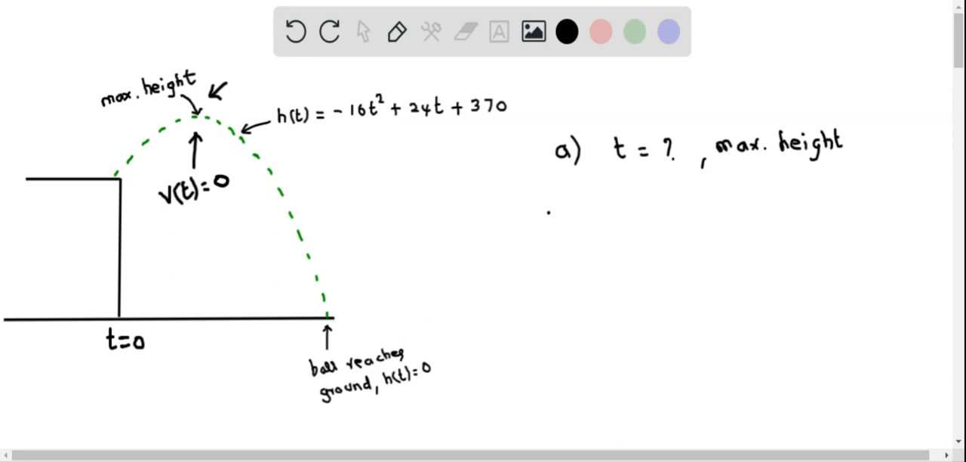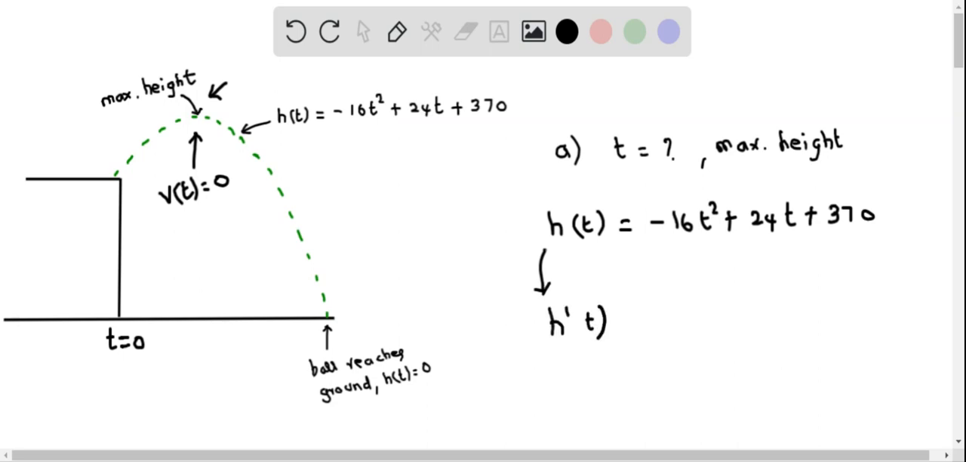For that, let me consider the height function, which is given by h of t equals negative 16t squared plus 24t plus 370. To find the velocity function, basically we have to find the derivative of this height function, or the position function of the ball. So let's find the derivative of h of t, which is h prime of t.